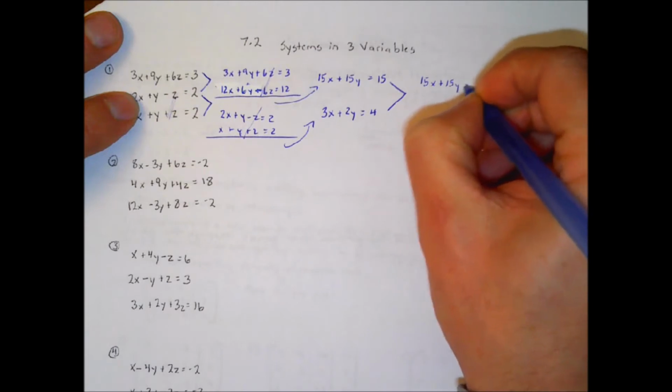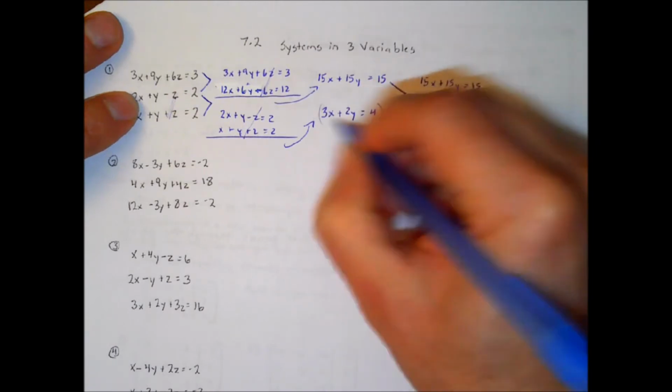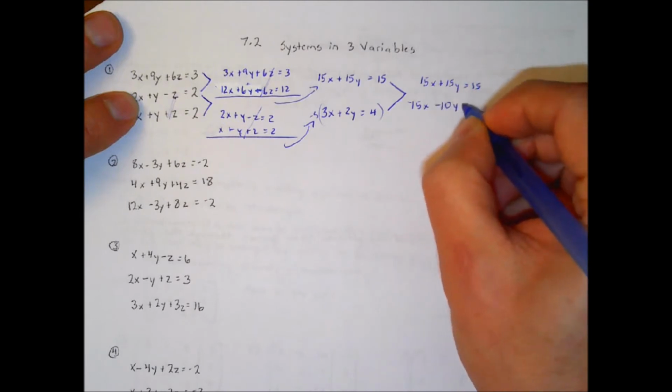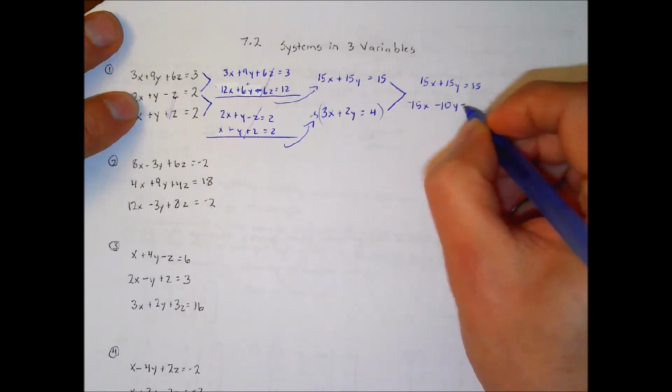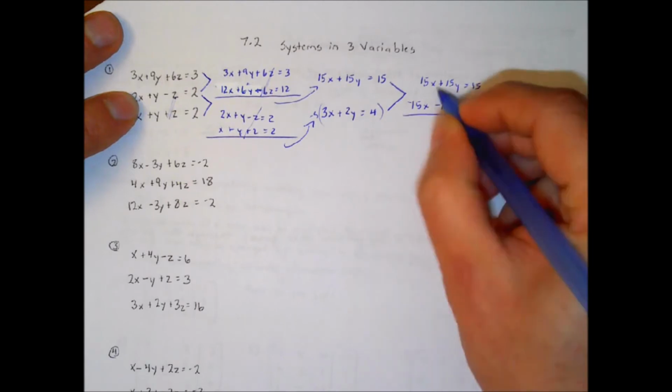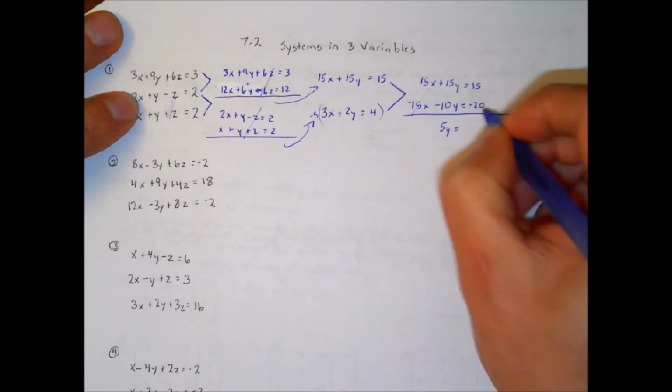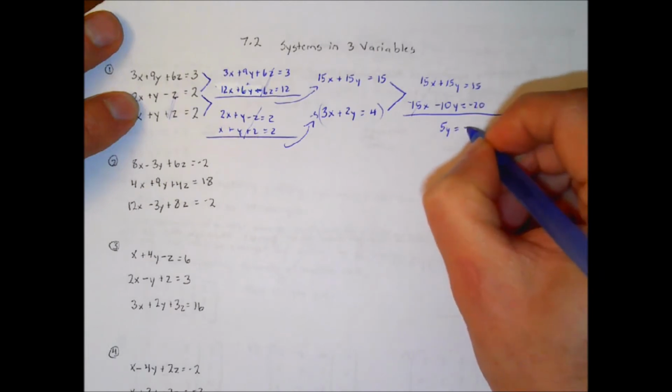Okay, now once I know my y is negative 1, then I can start working my way backwards and plugging stuff in. So I'm going to plug it into one of these. I'll just choose this one. I know that 3x, 2 times negative 1 would be negative 2. So I get 3x is equal to 6, so x equals 2.